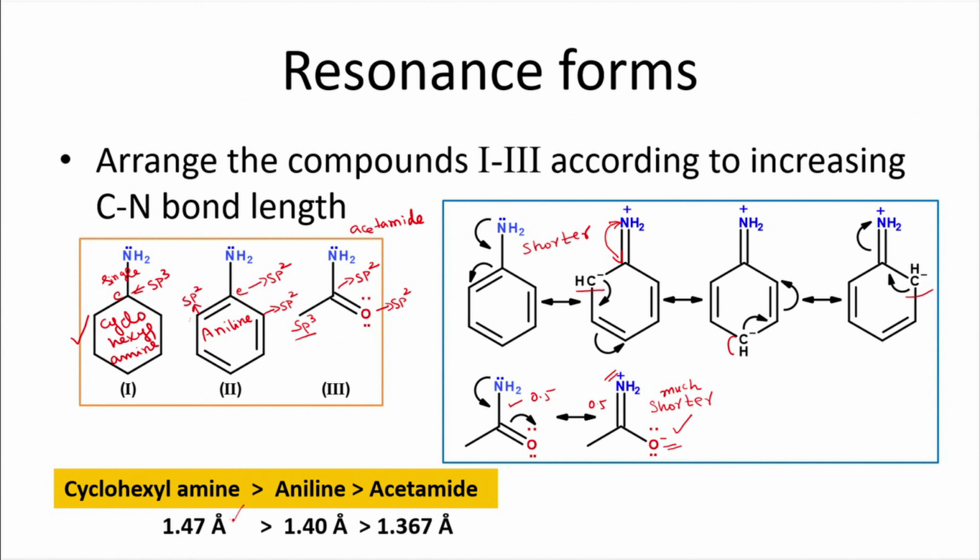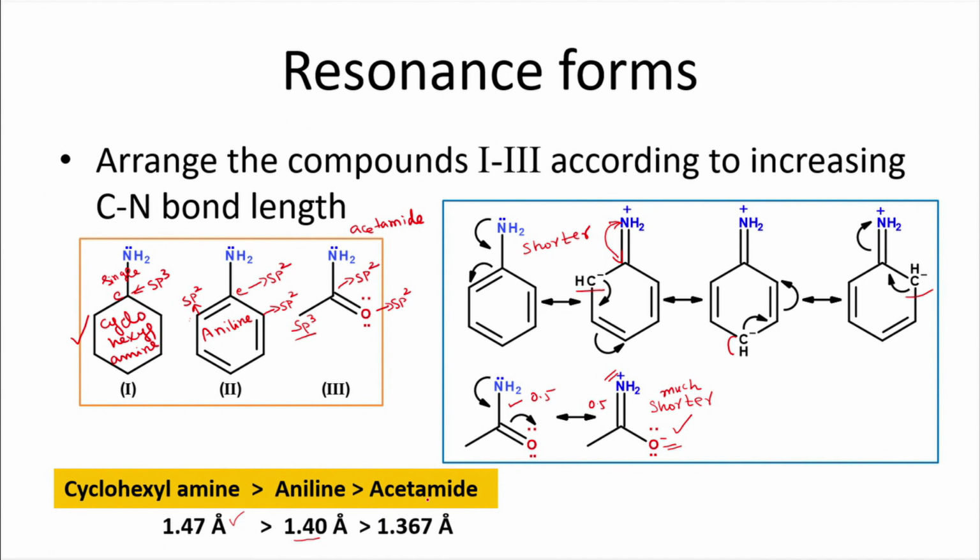So, we know this is going to have the longest bond length that is actually seen here, but it is followed by aniline, because as we have seen through the resonance structures, aniline has more of a single bond and less of a double bond between the C-N bond. So, that means aniline is having the intermediate bond length.